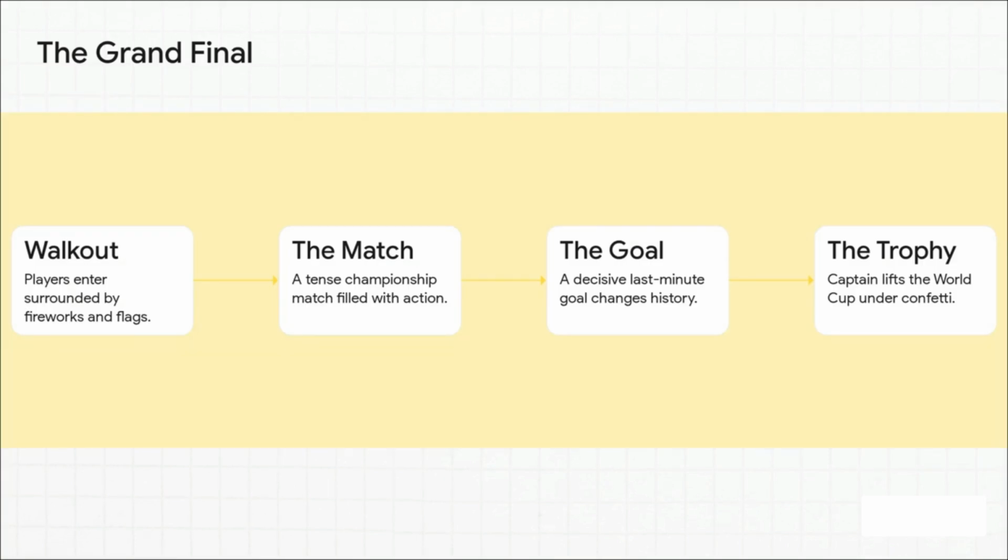All of this meticulously builds to an exact step-by-step climax. Step 1, the fireworks walkout and national flags. Step 2, a wildly tense championship match. Step 3, a history-changing, decisive last-minute goal. And Step 4, pure catharsis, an erupting stadium and the ultimate trophy lift under a shower of golden confetti. It is a textbook narrative crescendo.